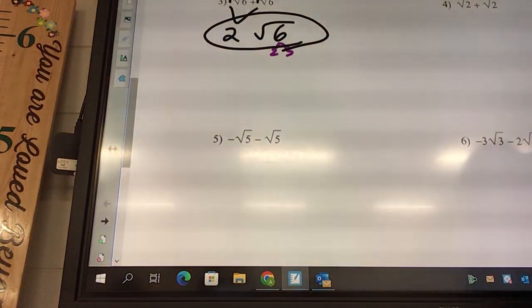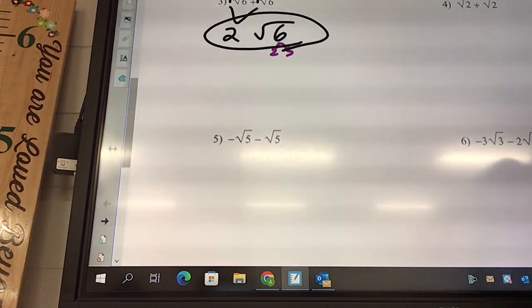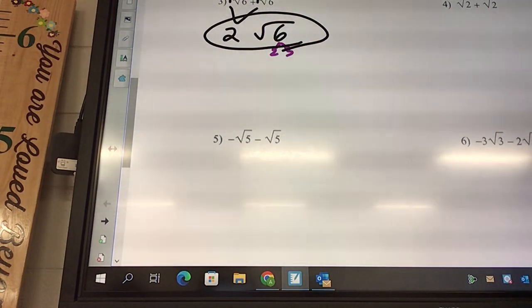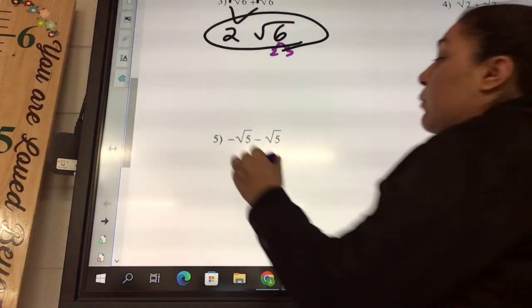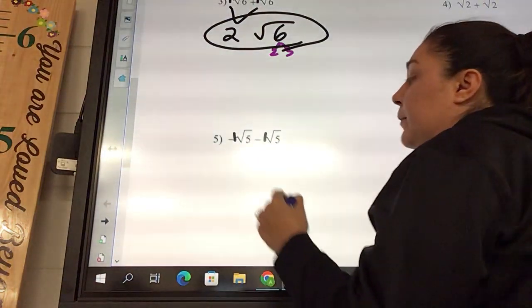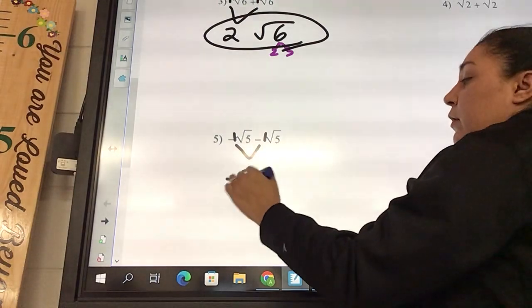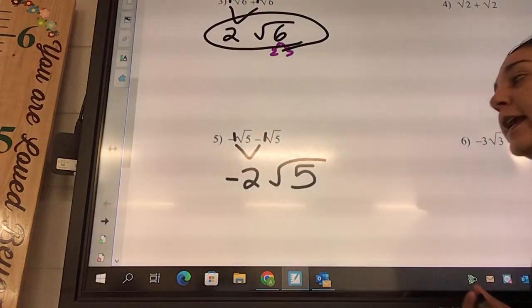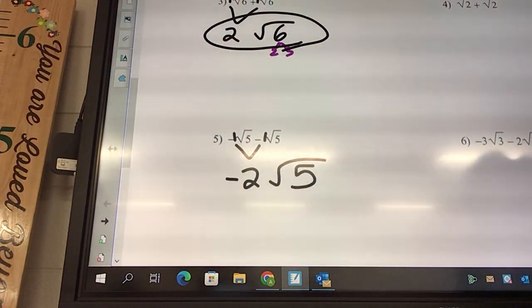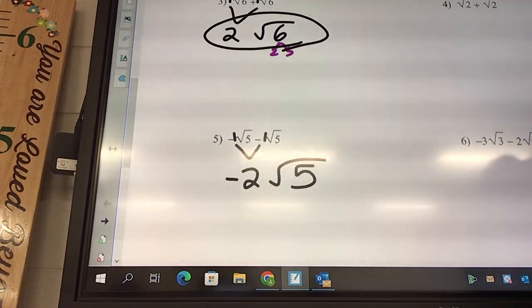Look at 5. Are our indexes the same? Yes. Is our underneath the same? Yes, so we can add the outside. What is negative 1 minus 1? Negative 2 square root of 5. Can that radical be reduced? No. 5 is as far as it goes.